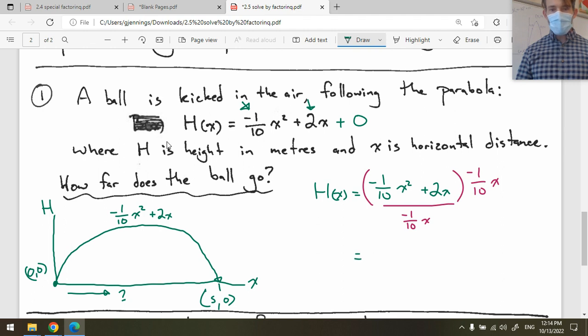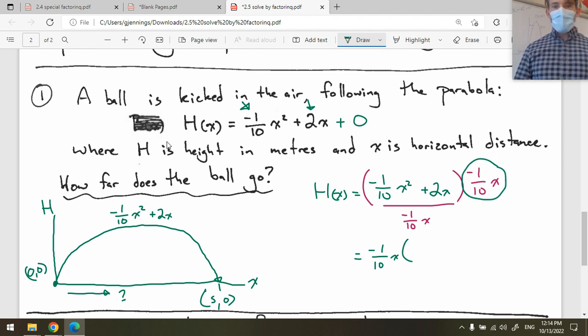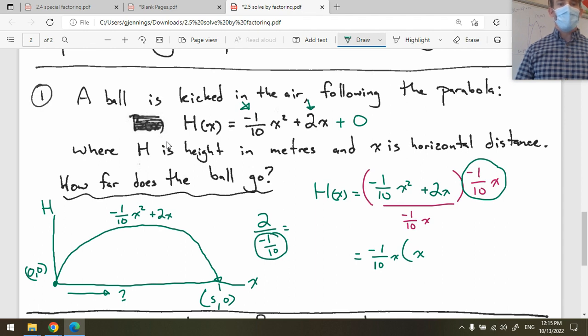This will be equal to negative 1 over 10 x. That's this one here. Okay. It's going to come in front. Negative 1 over 10 x squared divided by x, that's just x. Well, x divided by x is going to give me a linear term. And 2x divided by negative 1/10 x, well, let's do our rough work. 2 divided by negative 1 over 10 is equal to flip the fraction that you're dividing by and multiply. 2 times negative 10. So this will be minus 20.